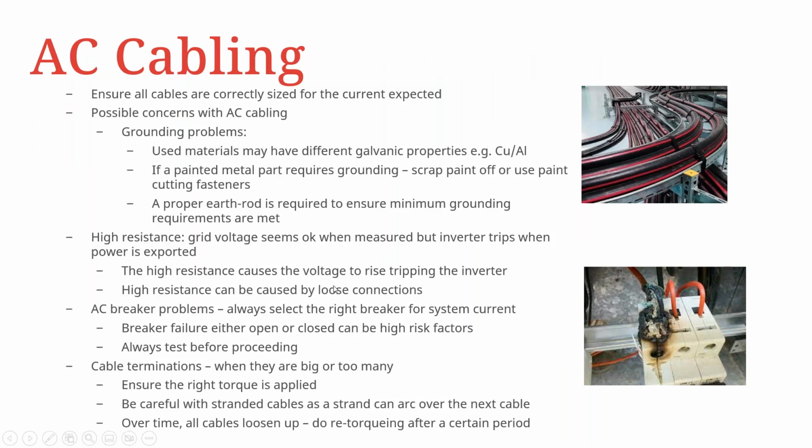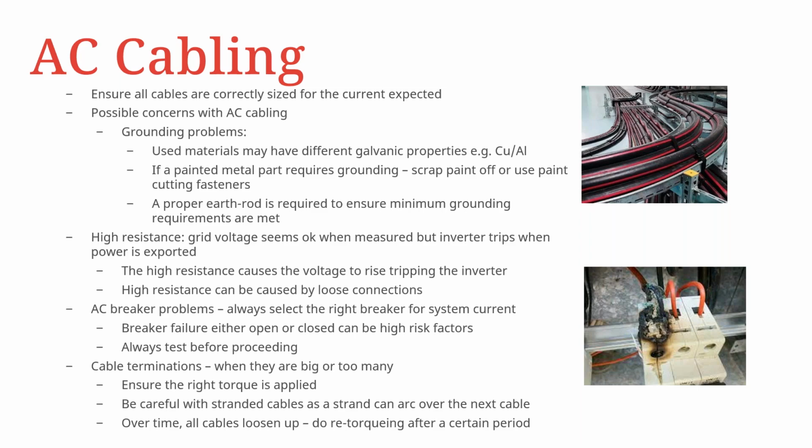On the AC cabling side, obviously ensure all cables are correctly sized for the current expected. Possible concerns with AC cabling are grounding problems, for example if you use materials that may have different galvanic properties, such as a copper cable and aluminium. If a painted metal part requires grounding, scrape the paint off or use paint cutting fasteners. A proper earth rod is required to ensure minimum grounding requirements are met.